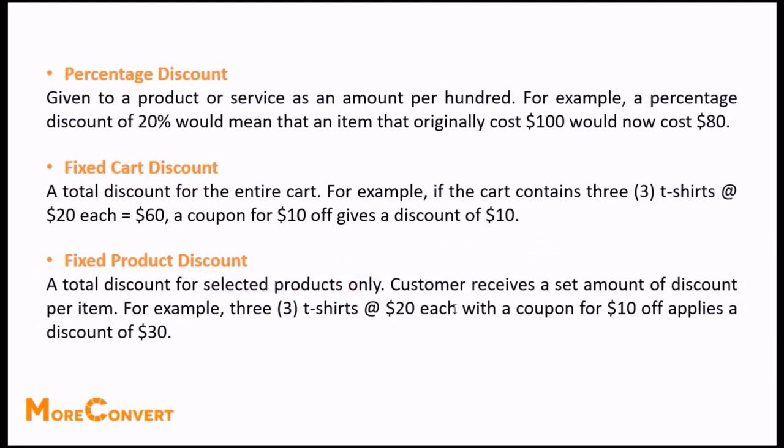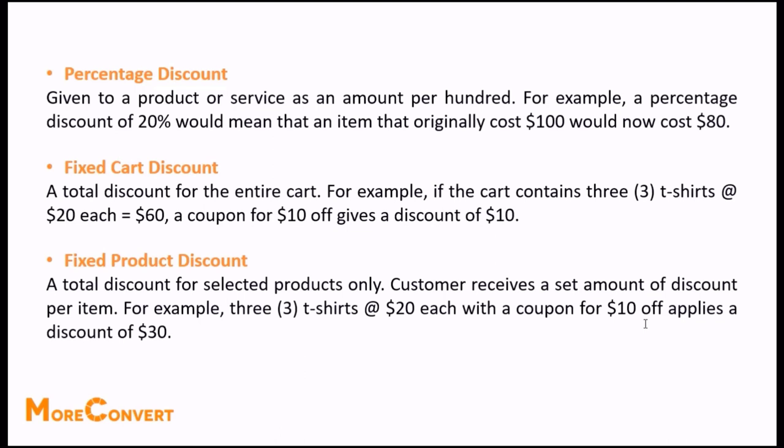only. In this one, the customer receives a set amount of discount per item. For example, imagine I've added a fixed discount for 1 t-shirt on my website. If you add 3 of them to your cart and each one costs $20, your total cost would be $60.